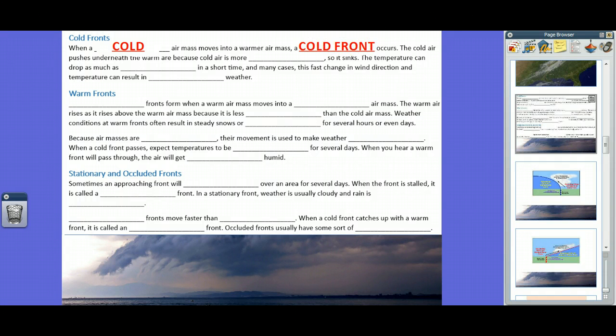Cold air moves faster than warm air, and so when it slams into the warm air, that's where you have a cold front occur. The cold air, because it's colder and more dense, and it's oftentimes associated with high pressure, will push down and it'll sink. And so what it does is it pushes that warm air up. And anytime you have a large amount of warm air lifting up, you're going to have the chance of severe weather. Whenever a cold front passes through, temperatures can drop as much as 10 degrees Celsius in a short time.